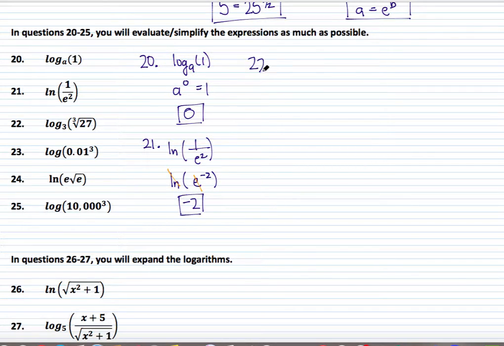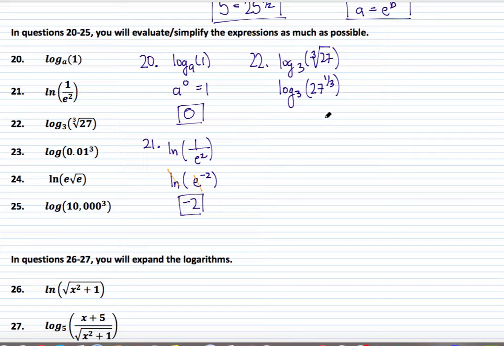For 22, I have log base 3 of the cube root of 27. So I'm going to go ahead and rewrite this with a power instead of a root symbol. And I'm going to rewrite this as log base 3 of 27 raised to the 1/3.